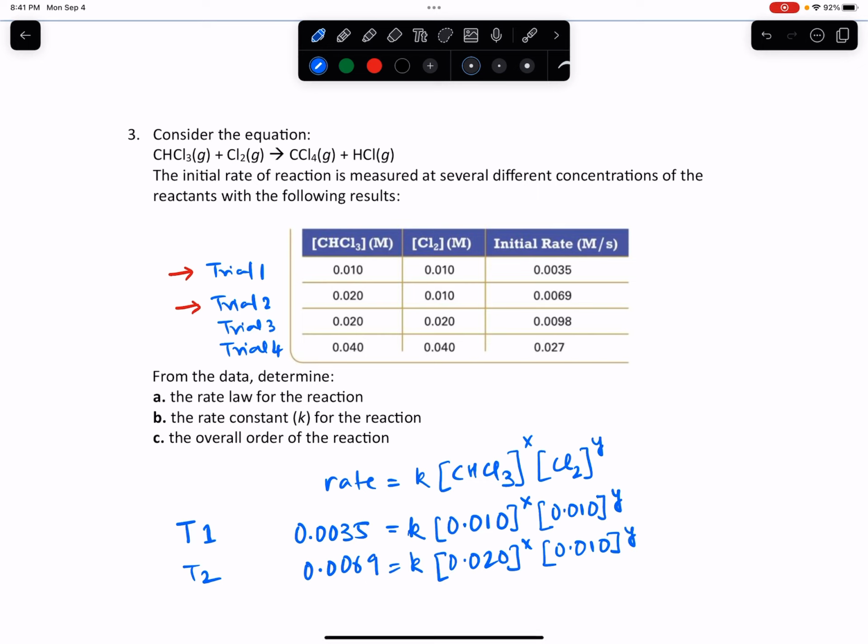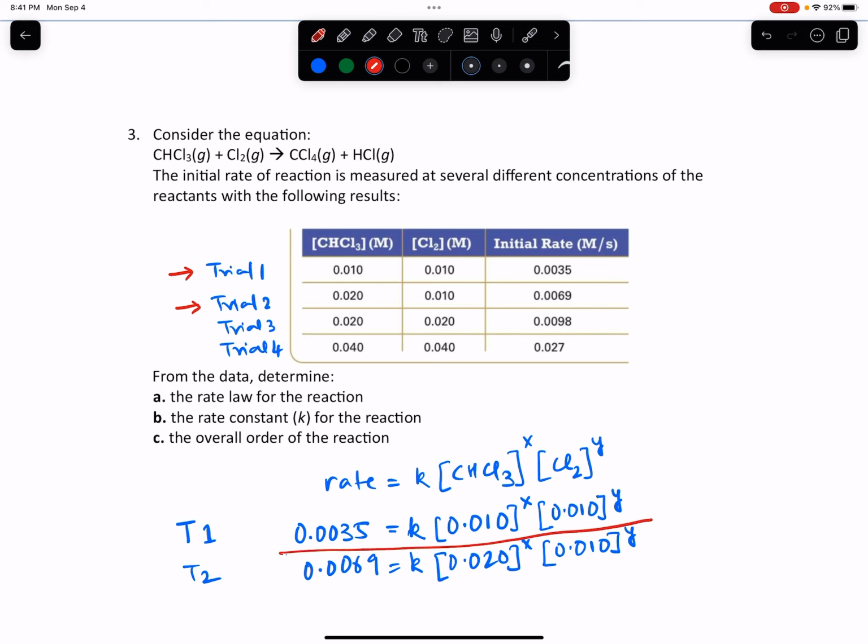And the reason for that is because in order for us to solve for x, we need to cancel out the y's. So you want to choose the trials where the concentration of one of the reactants is actually staying constant. That way you can cancel out the y term, okay? All right, so now the easiest way to go about this is to divide both the reactions.